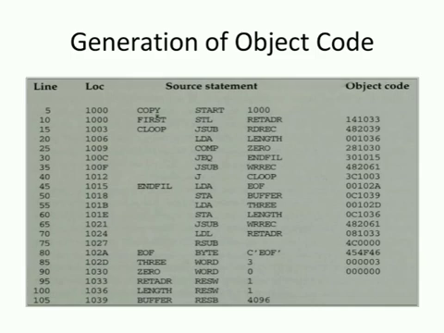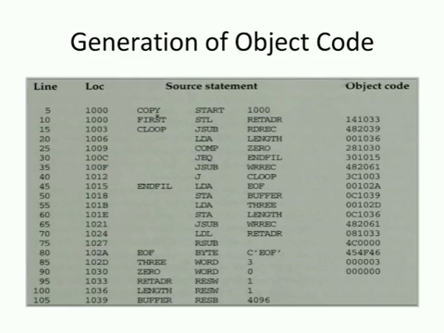Okay. Now we will see how to generate this location counter, or the addresses of each instruction. As you can see, the first instruction is START 1000, which indicates that the first address of the instruction should start from 1000. Line number 10 says the first instruction is at 1000, so it will start with 1000.